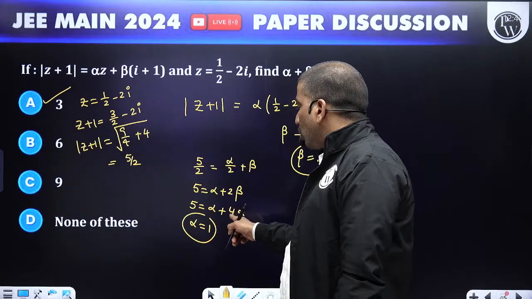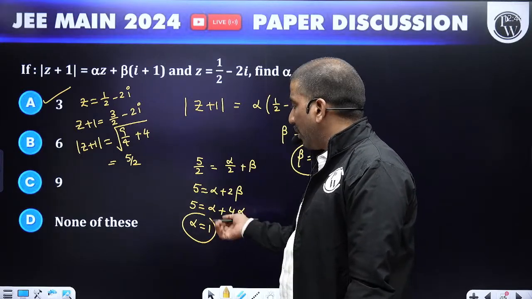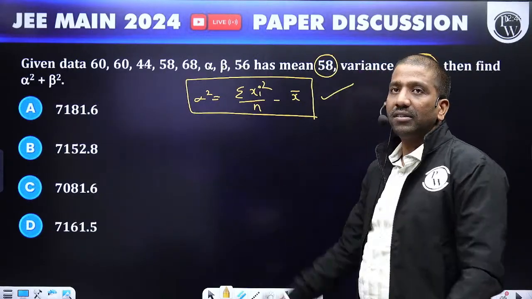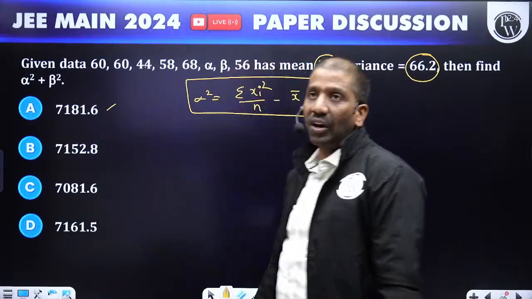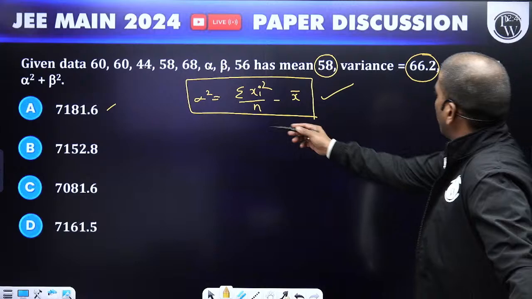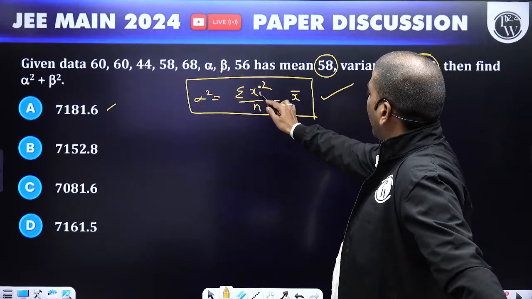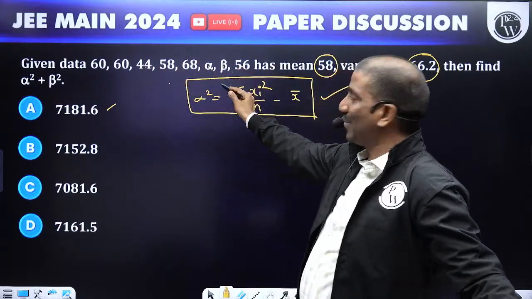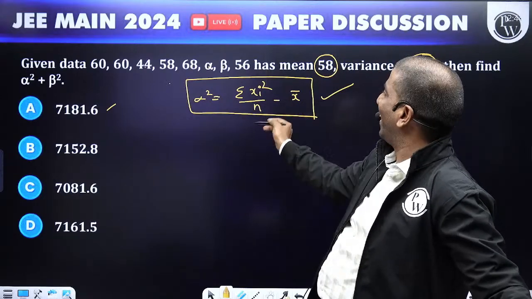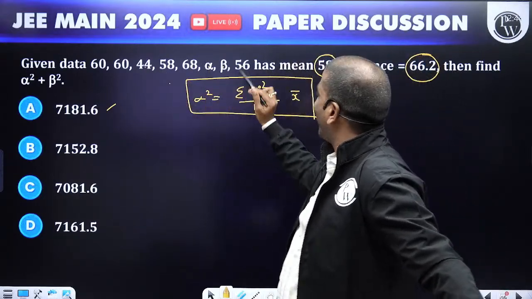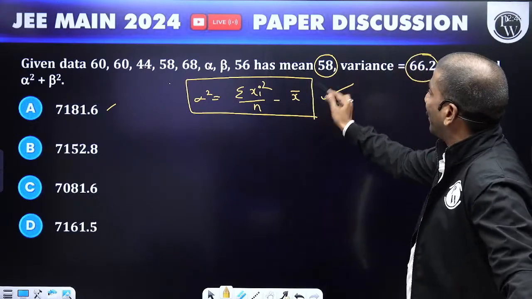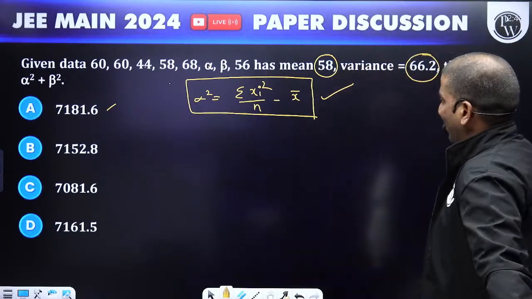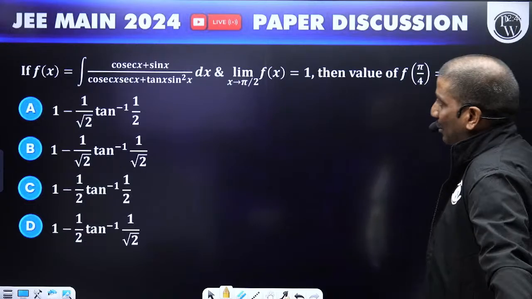No. 5 is equal to 5 alpha, my dear. So alpha is 1. Right? So just apply this formula. And I hope this is the right answer. It's a calculation based question. This is given 66.2 variance. So this part we need to calculate: 60 square, 44 square, 58 square, 68 square, alpha square plus beta square plus 56 square by how many? 3, 6, 7, 8 by 8, which is equal to minus 58 mean square. And it's just the mean. Right? So enjoy that calculation part.